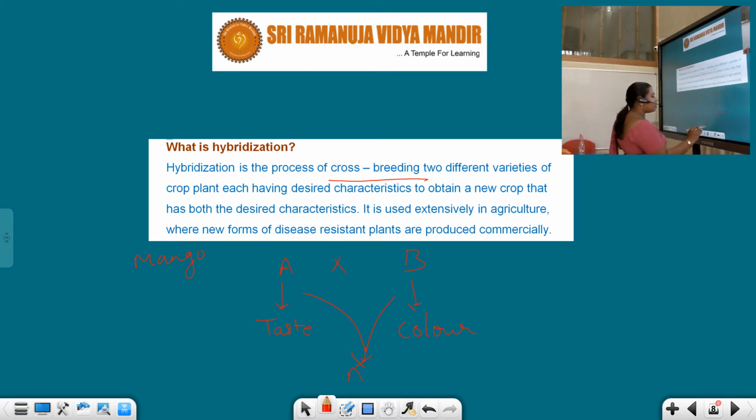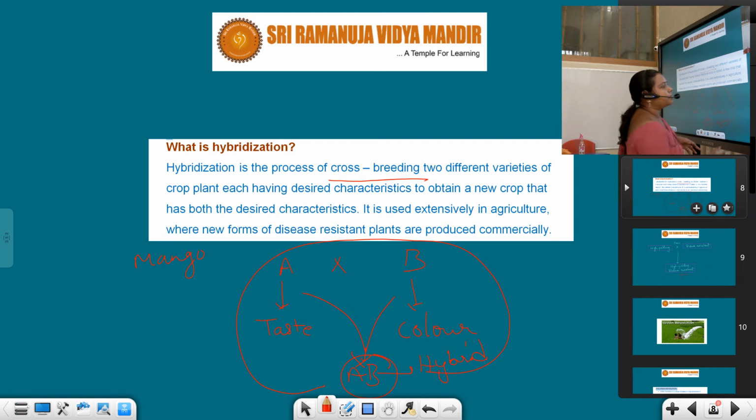So the AB plant is nothing but the hybrid variety or hybrid plant. It has both the characters of plant A and plant B. By culturing this hybrid variety in future, we can get both the good characteristics in a single fruit. So this is the main concept involved in the process of hybridization.